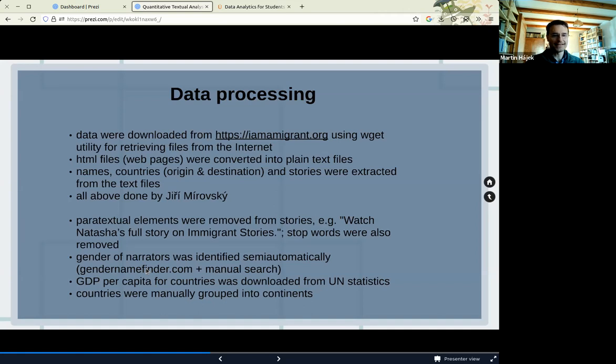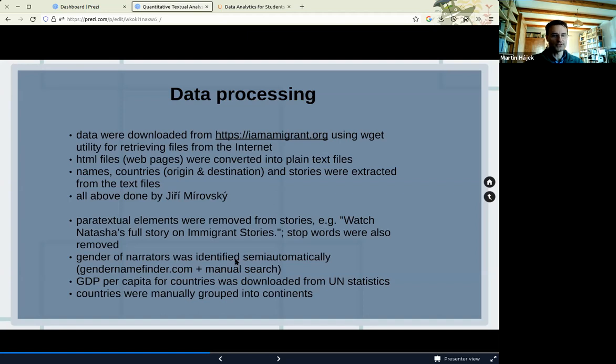that there are many names that are not included in this database, and there are names that are unisex, that you don't know. For example, Alex can be a male and female name. They are unisex. That's why I complemented this semi-automatic identification of gender with manual search.